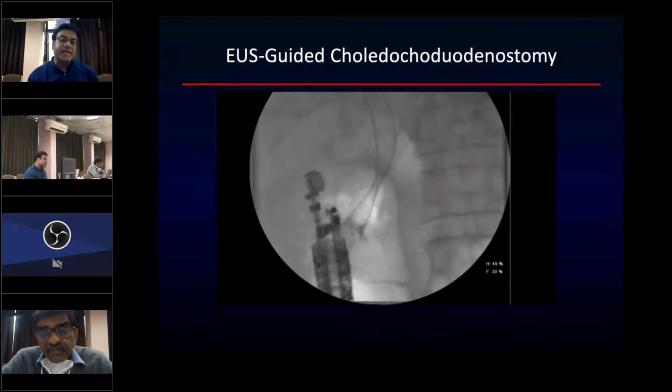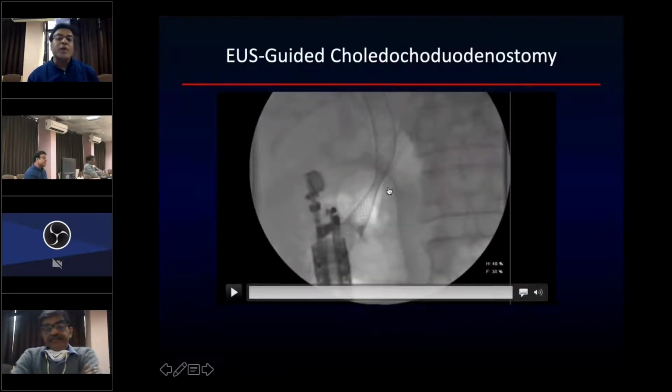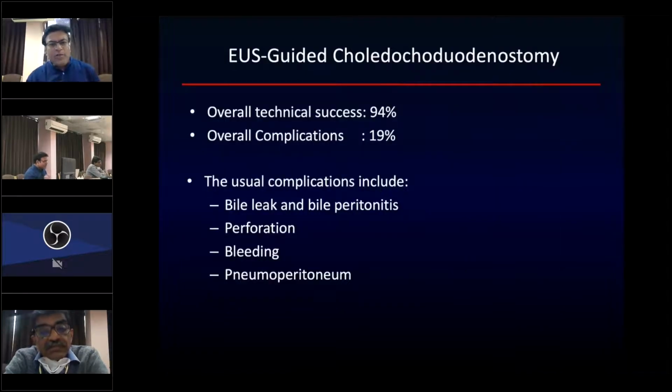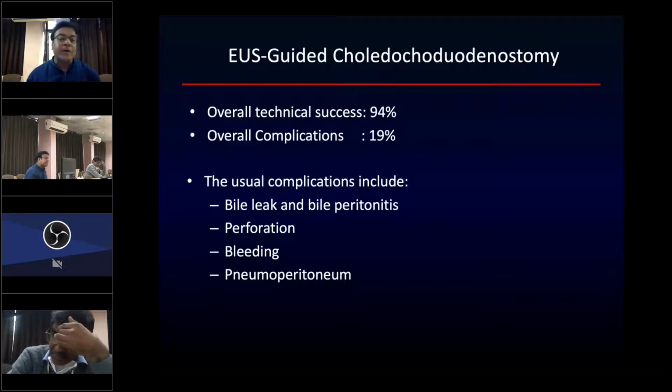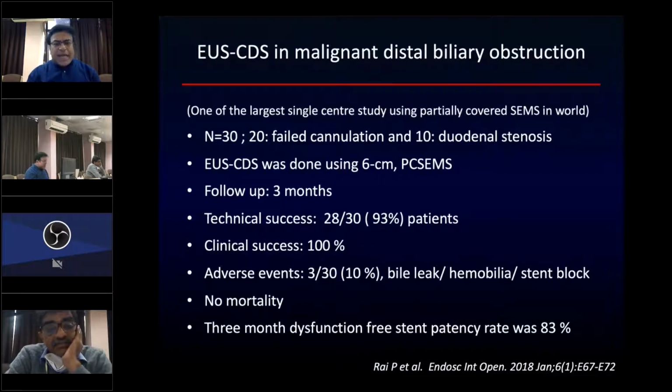So this is the position of the stent after the procedure. This waist is at the site of the fistulous tract that we have created. So if we talk of this procedure, it has got a success rate to the tune of 94%. However, there are complications to the tune of around 20%, and the usual complications include bile leak, bile peritonitis, perforation, bleeding, and pneumoperitoneum.